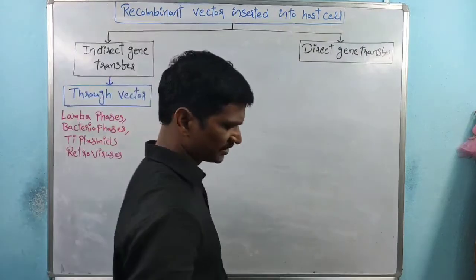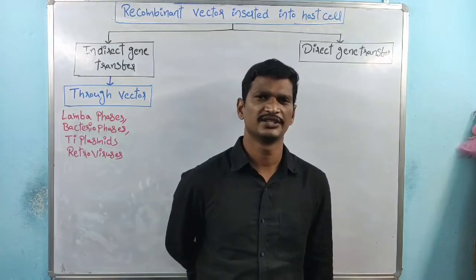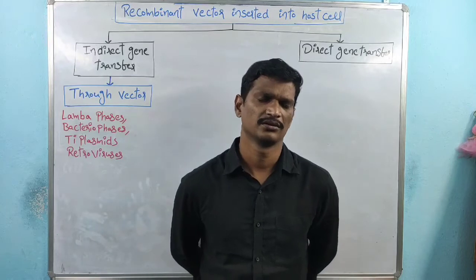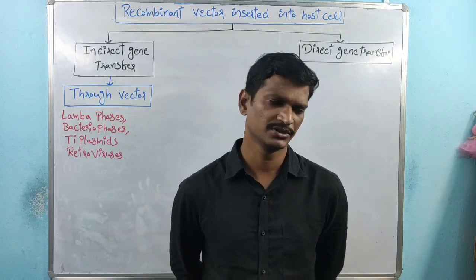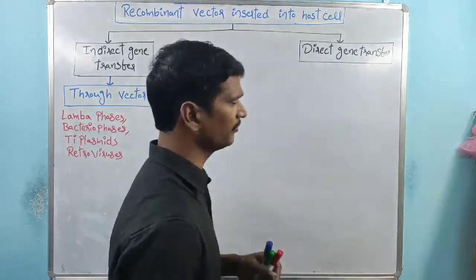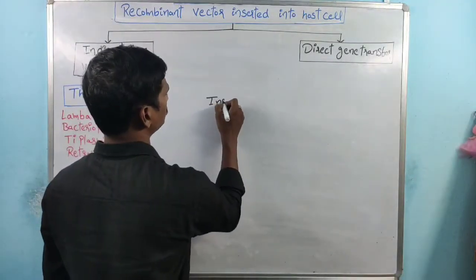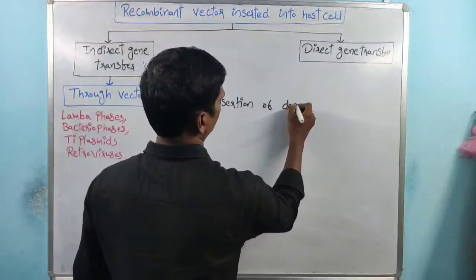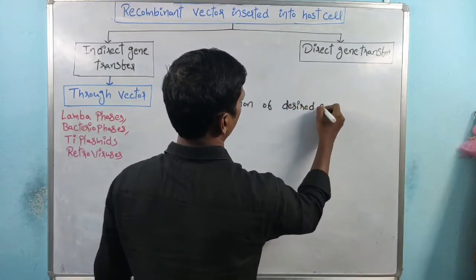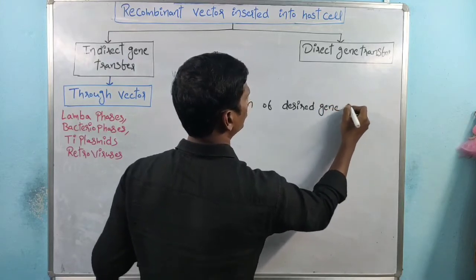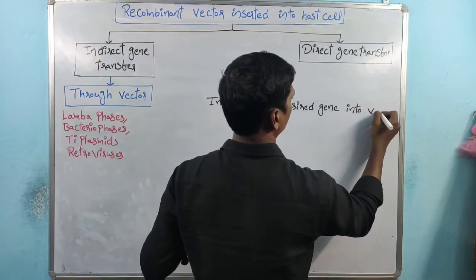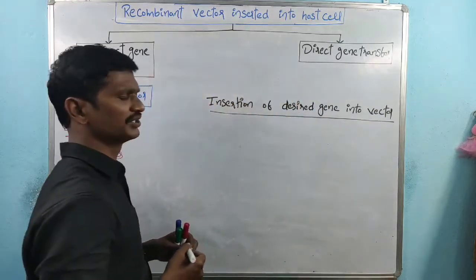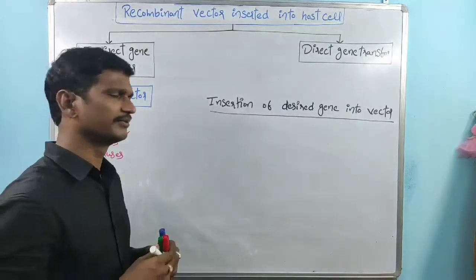In the last class, we discussed amplification of the desired gene, right? We have billions of copies of the desired gene. The next step is insertion of the desired gene into a vector. Insertion of the desired gene into a vector, we already know well.